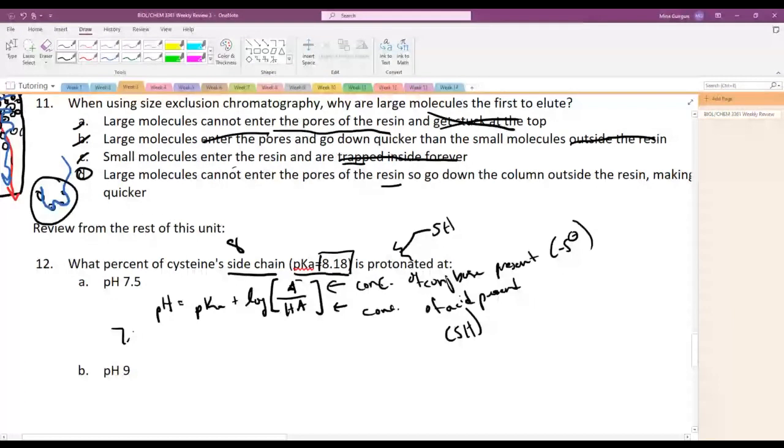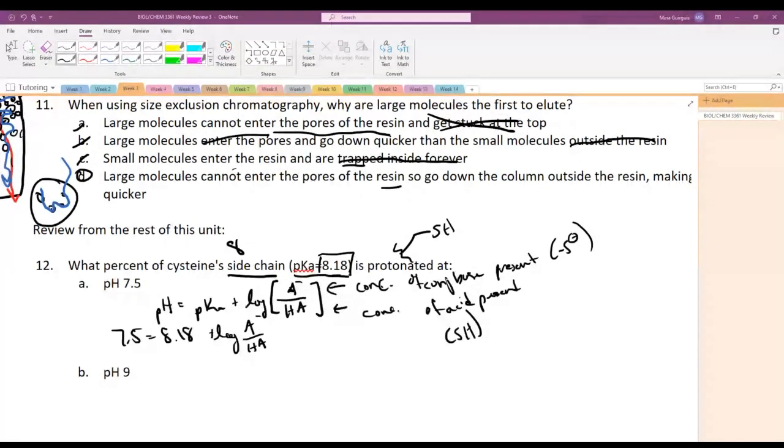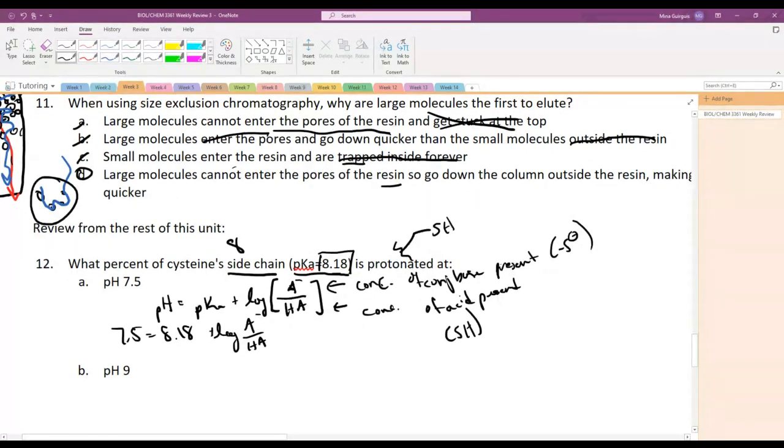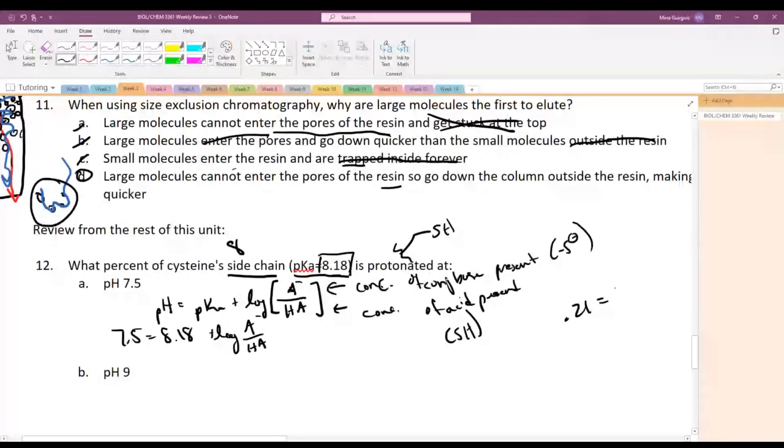So now I'm going to plug in the numbers. So 7.5 is equal to 8.18 plus this logarithm, okay? So getting to the ratio of A minus over HA is really easy, right? We're just going to subtract 8.18, and we're going to undo the logarithm, so exponentiate with base 10, and we're going to get a number that's like 0.21. I'm going to use 0.21 for convenience. It's closer to 0.208, whatever. So 0.21 is equal to the concentration of A minus over the concentration of HA. What it wants is a percent.